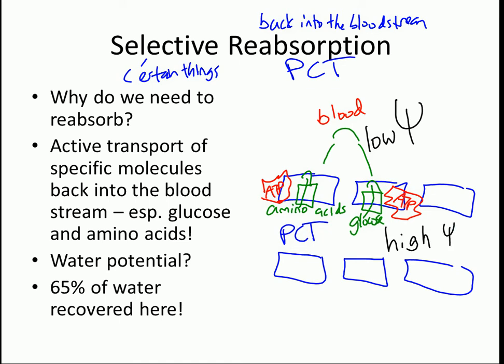potential in the PCT. And so what this means is that water is going to move by osmosis from a high water potential to a low water potential. And in doing this, about 65% of water is recovered here. If we didn't have this process, we would lose so much water in our urine that we could never stay well enough hydrated. So here we recover about 65% of our water. And then it gets even better in terms of water recovery in the loop of Henle.